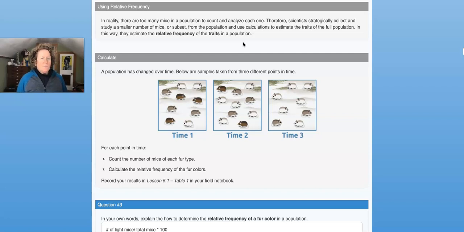And then you can look at the relative frequency. You can figure out what percent dark mice, what percent light mice, if you have a dark and light mouse population in your neighborhood.